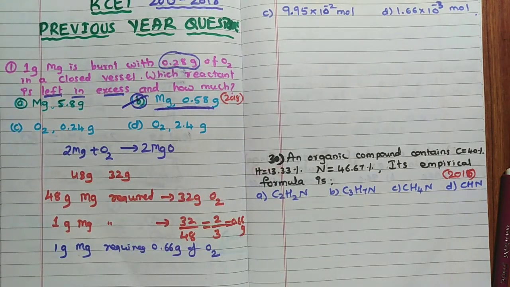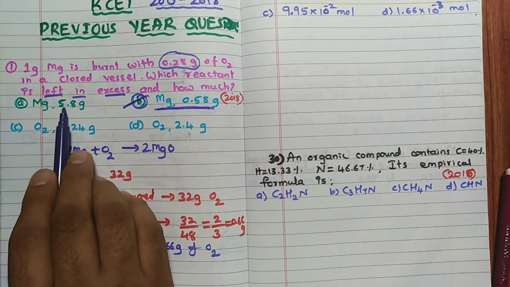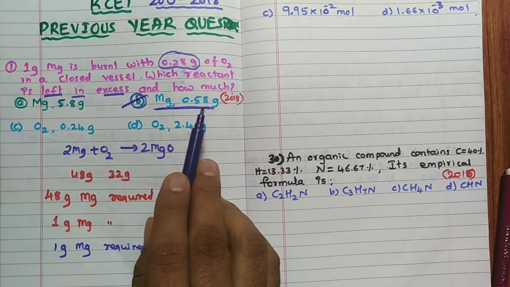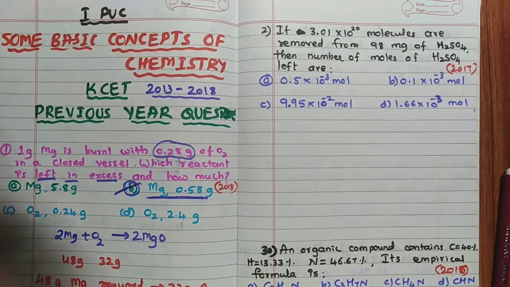Remember B. So the first one you calculate easily. The second one is a shortcut, that is common sense. Not 5.8 gram, 0.58 gram should be the answer. Very important. Remember that. So this is about the first question. Now you will see the second question.